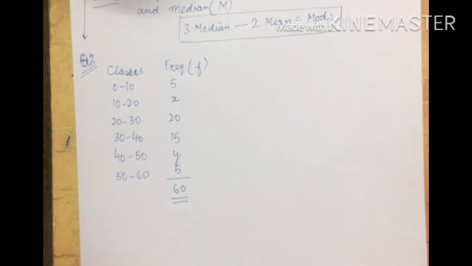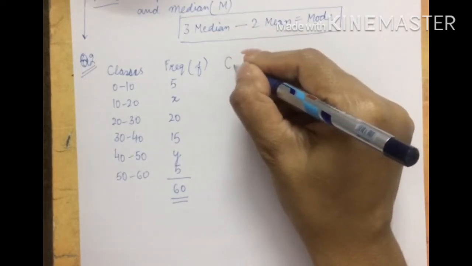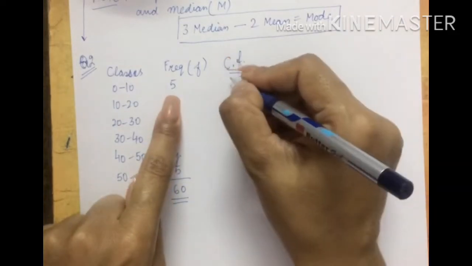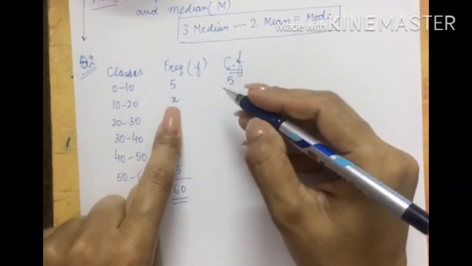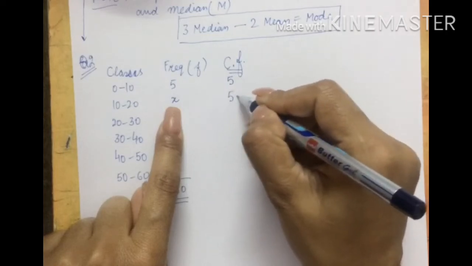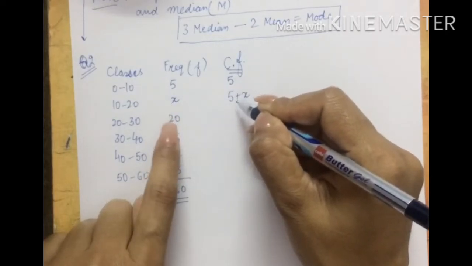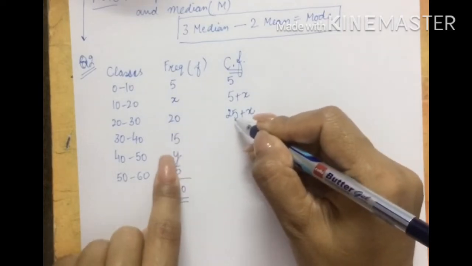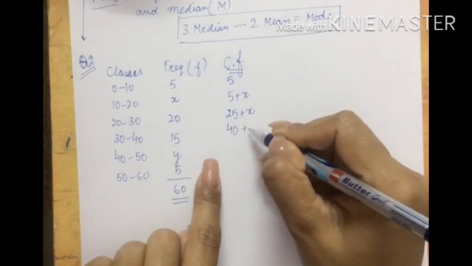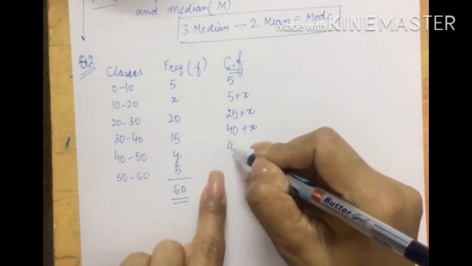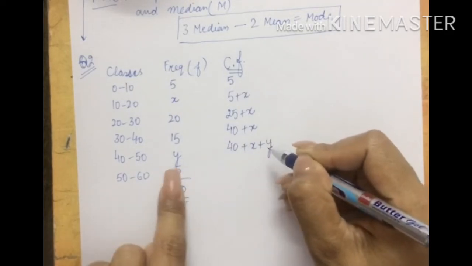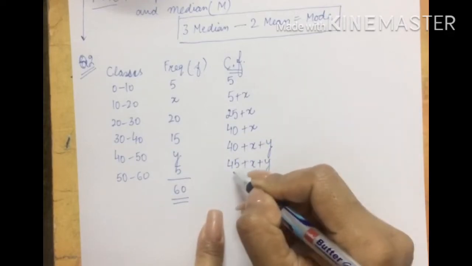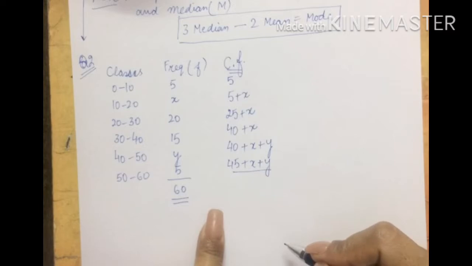So to find out the median, the first step is to find out the cumulative frequency. So let's find out the cumulative frequency for the first class. It is 5. Then we keep on adding these. Here we add the x. So 5 plus x. Now to 5 plus x add 20. So this becomes 25 plus x. To this value add this 15. So this becomes 40 plus x. Now add y. 40 plus x plus y. Now add this last 5 here. So 45 plus x plus y. So this is the final cumulative frequency.